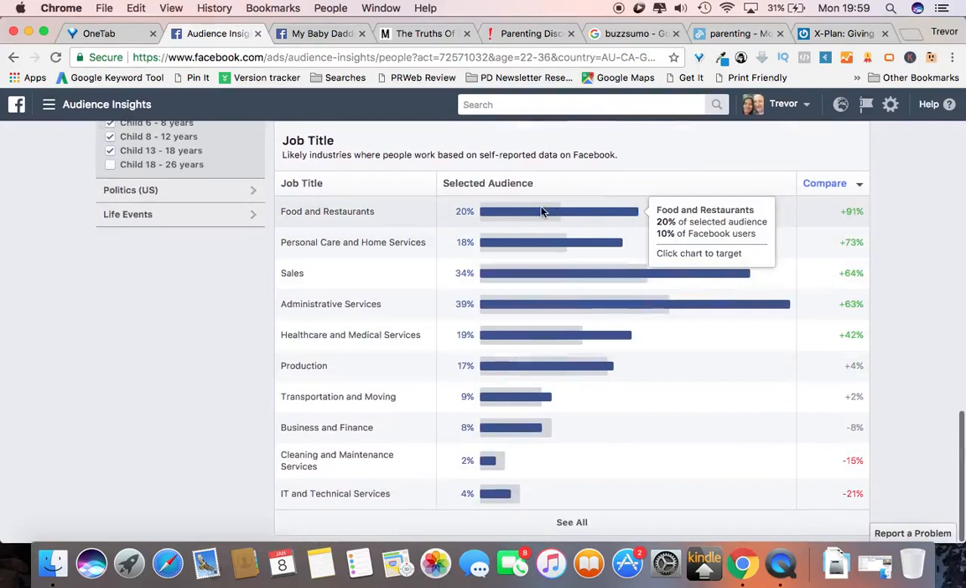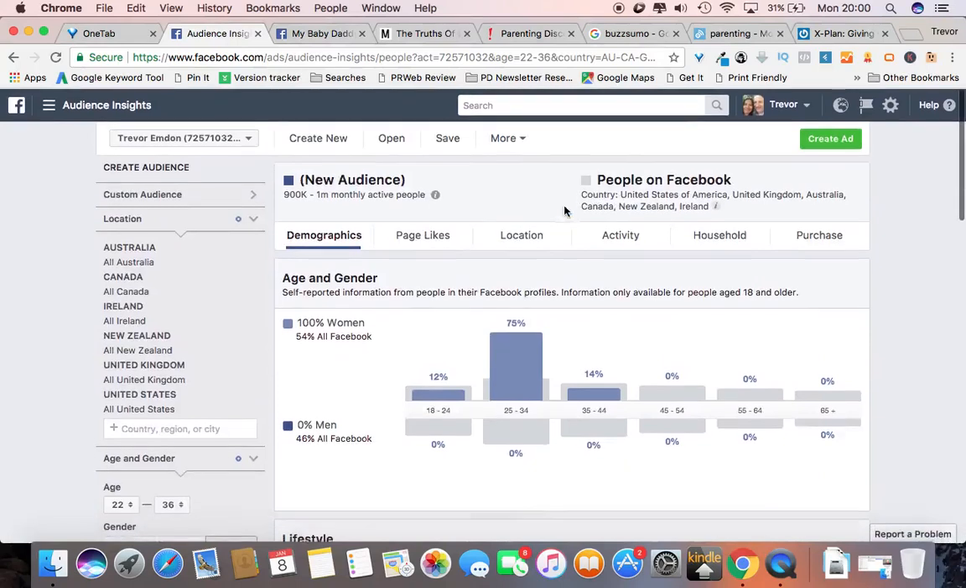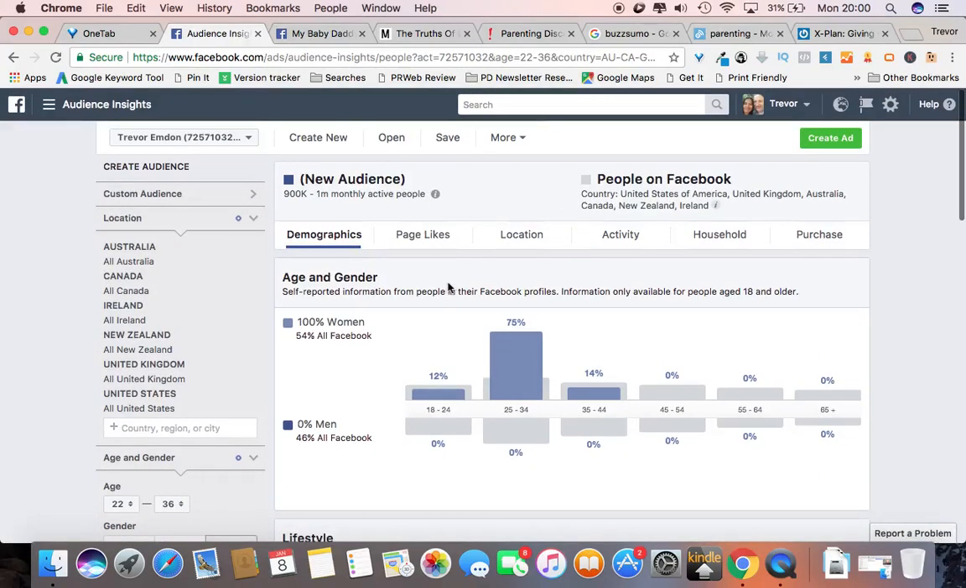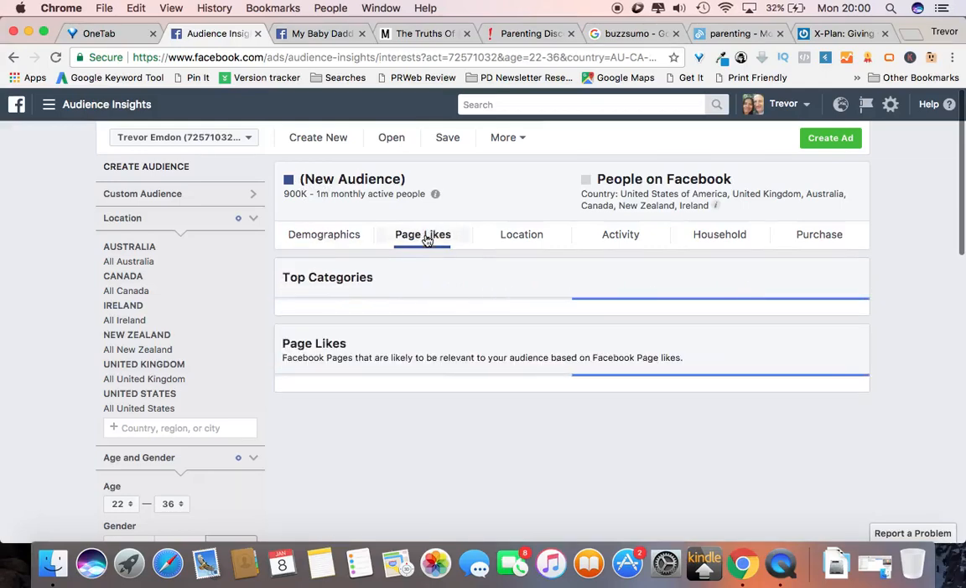So the dark blue line is the search you're doing, and the grey line underneath is overall Facebook population. However, the most useful information for our purposes, and there's lots of useful information in here, but I can't go into it all. Now we're down to about 900,000 to 1 million people, so it's still a massive audience we've got here. So now we can have a look at categories and page likes.